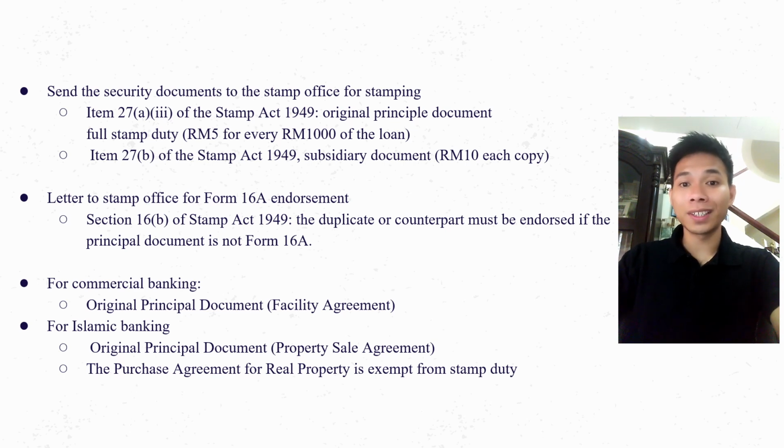Since we are discussing the types of loan, Ali Hadi might be applying for the commercial banking or the Islamic banking type of loan. For commercial banking, the principal document is the facility agreement. If Ali Hadi is applying for Islamic banking, the original principal document is the property sale agreement, and the purchase agreement for real property is exempt from stamp duty.